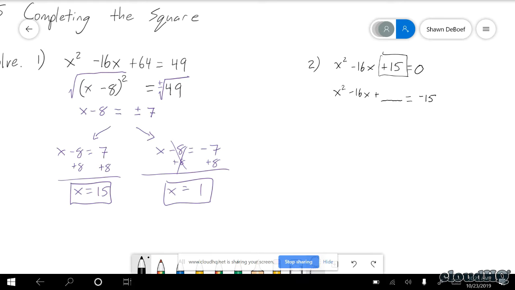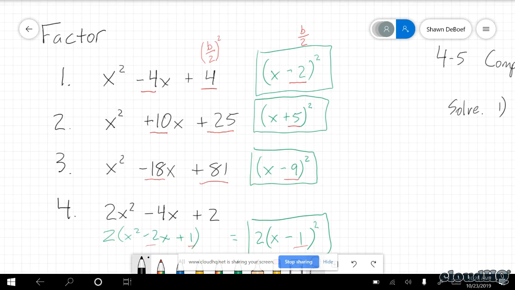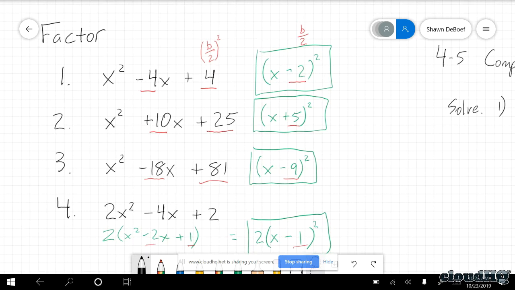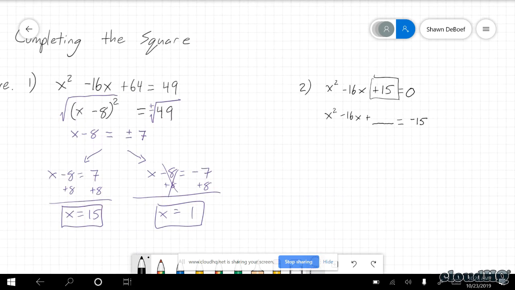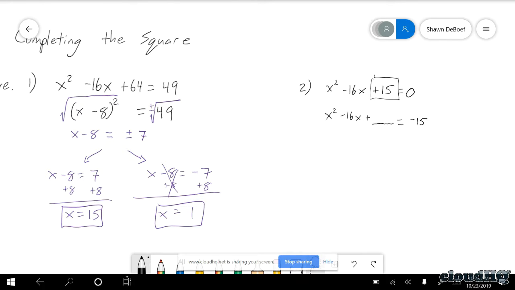What number do I want in that position? 64. We don't know it just because it was problem 1, but we know that because of our warm-ups. Remember, whatever our B was, we wanted to cut it in half and square it, and that's what should go in the C position. So if our B is negative 16, half of negative 16 is negative 8, but negative 8 squared is positive 64. I want a 64 right there. But is it okay to just go and add 64? It is okay as long as I do it to both sides. So if you add a 64 on the left, you're going to have to add a 64 on the right.